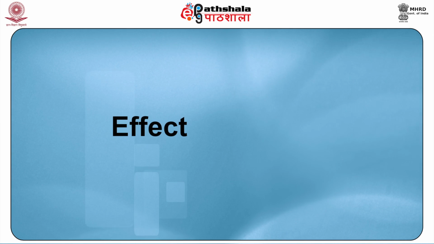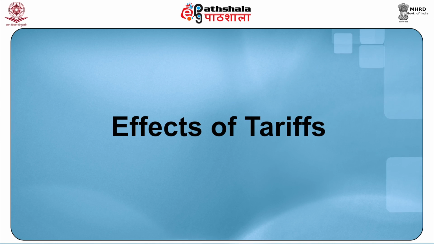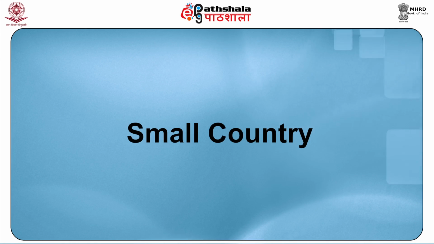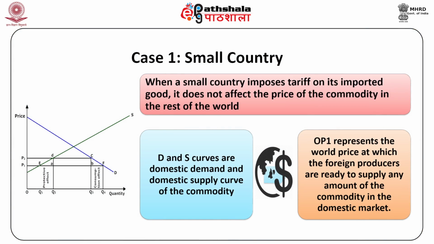Now moving on to the effects of tariff, that is partial equilibrium analysis. First we will analyze the effects of tariff in case of a small country and a single commodity, and later we will broaden our view by taking two countries and derive the import demand curve and export supply curve, and then we will discuss the effects of tariff. Case 1, small country. When a small country imposes tariff on its imported goods, it does not affect the price of the commodity in the rest of the world. The effect of the tariff is explained with the help of this diagram.